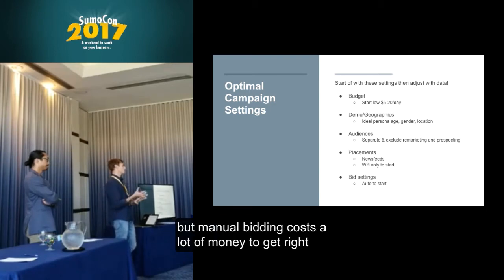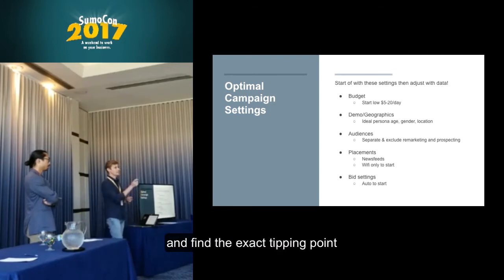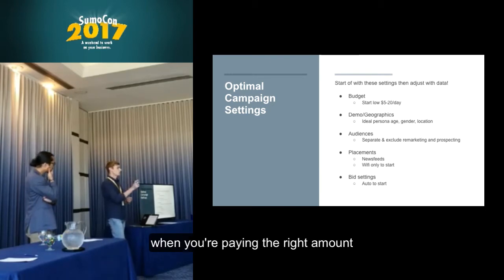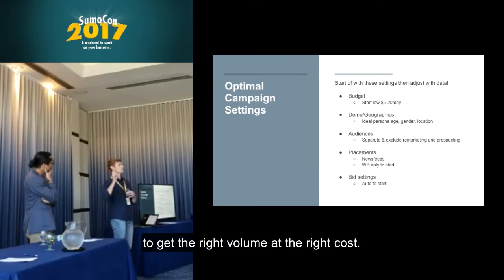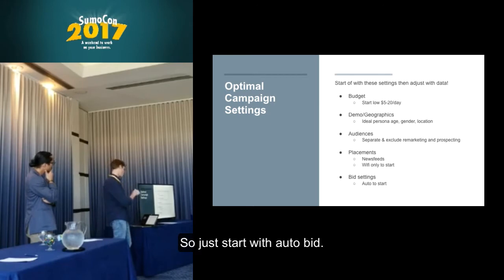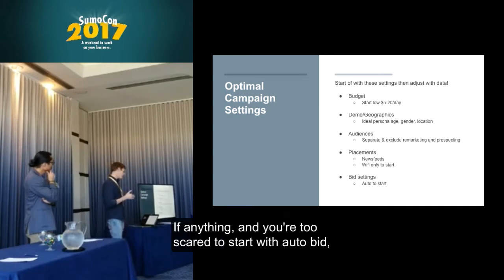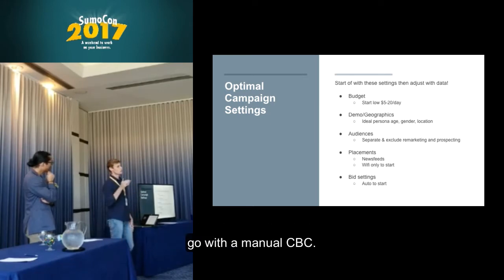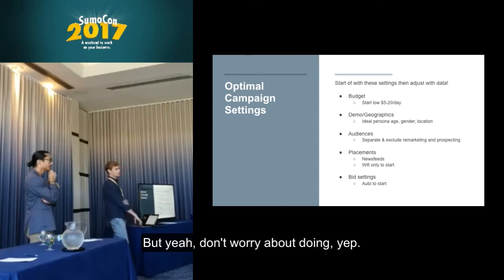But manual bidding costs a lot of money to get right and find the exact tipping point where you're paying the right amount to get the right volume at the right cost. So just start with auto bid. If anything, and you're too scared to start with auto bid, go with a manual CPC.